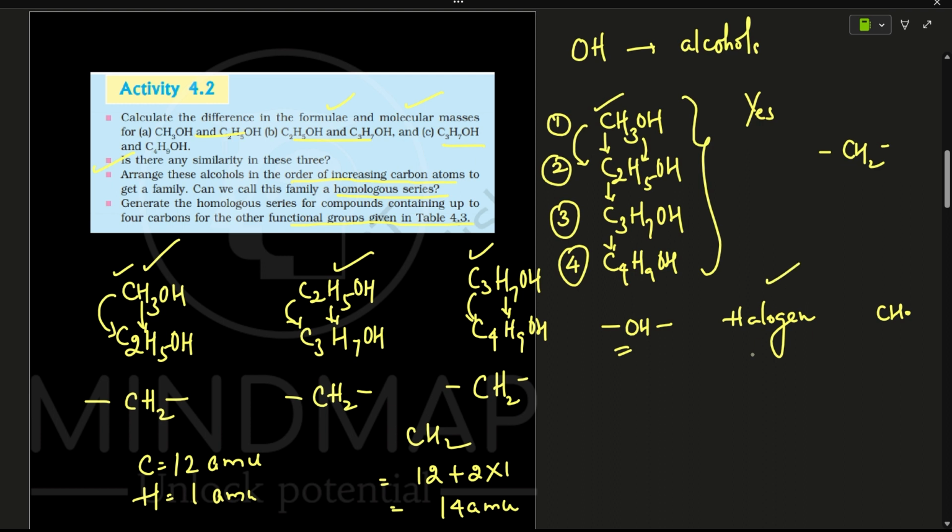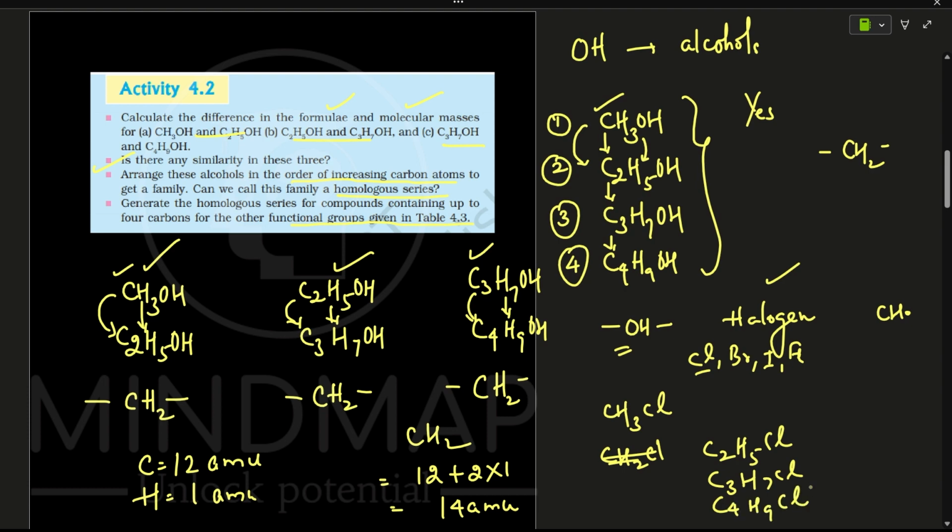Now let's take one more example, halogens. Halogens means what? Chlorine, bromine, iodine, fluorine and so on. We will take one example here. We will write CH3Cl, C2H5Cl, C3H7Cl, C4H9Cl. So what is this? This is chloromethane, chloroethane, chloropropane, chlorobutane. So this is another homologous series, of halogens. Clear? Likewise, you can make it for aldehydes. You can also write it for carboxylic acid and so on. Fine. Let's move to the next activity.